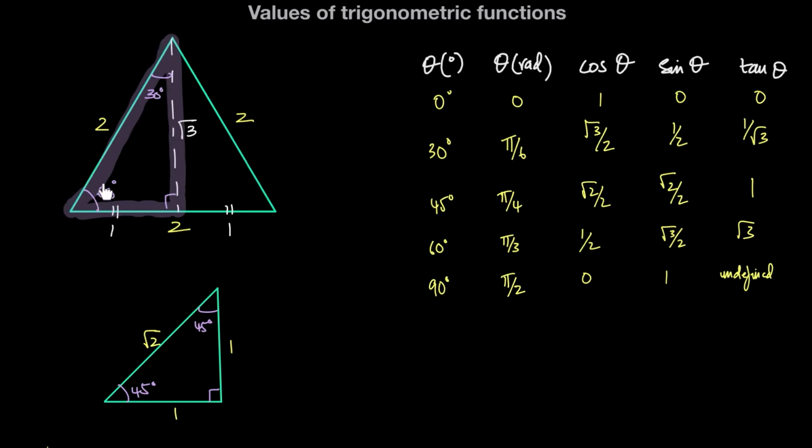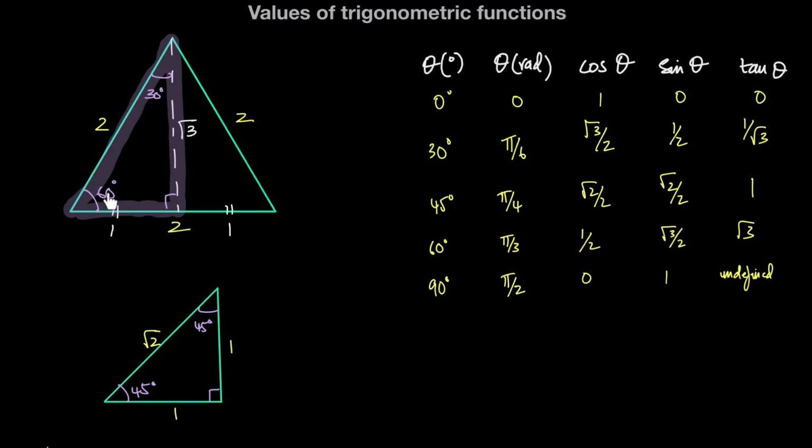Similarly, if we wanted to figure out the values of the trigonometric functions when theta is equal to 60 degrees or pi over 3 radians, we can say that the cosine of 60 is the side adjacent divided by the hypotenuse. So that's 1 over 2. The sine of 60 is the side opposite, which is square root of 3 divided by the hypotenuse. So that's square root of 3 over 2.